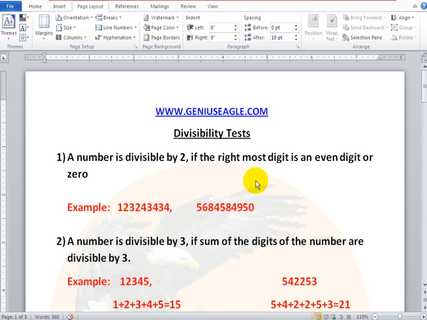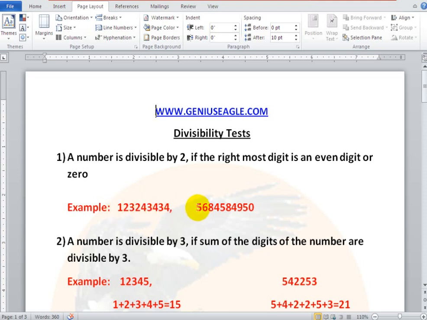So without further ado, let's start. Firstly, a number is divisible by 2 if the rightmost digit in that number is an even digit or a 0. For example, you can see this number 123243434. In this case, the rightmost digit is 4, which is an even digit. So this complete number is divisible by 2.